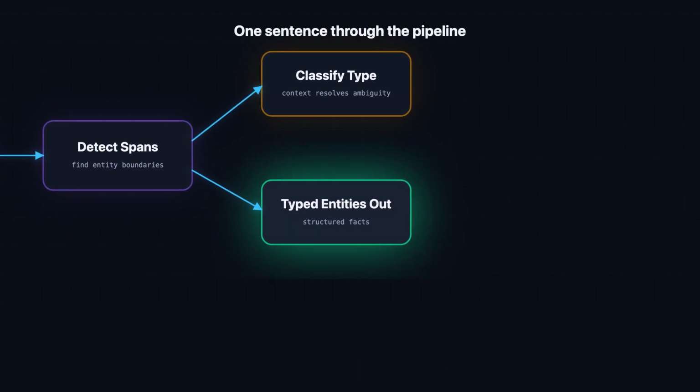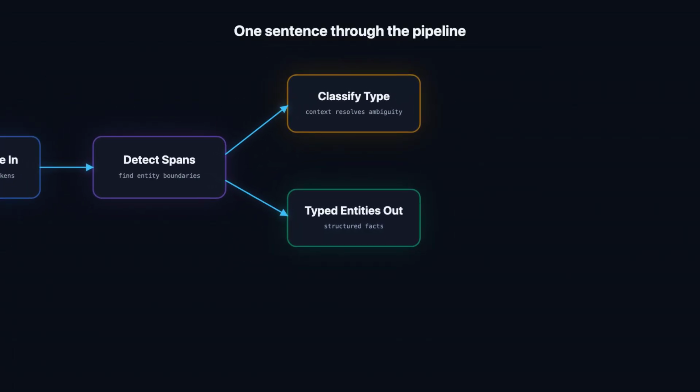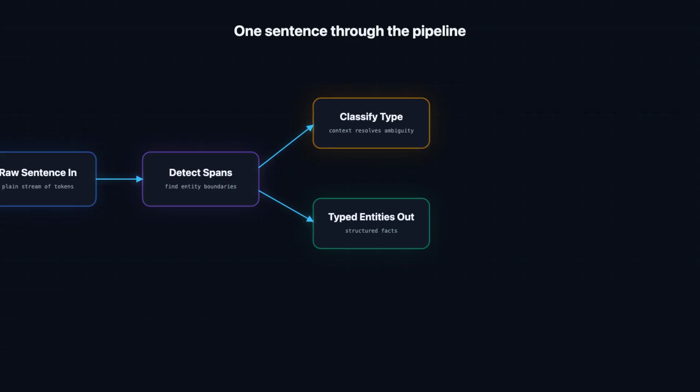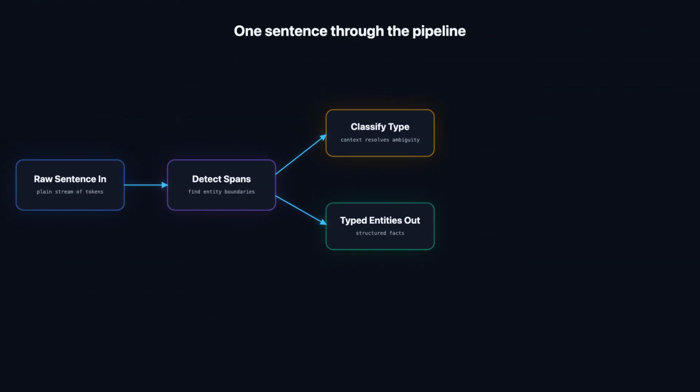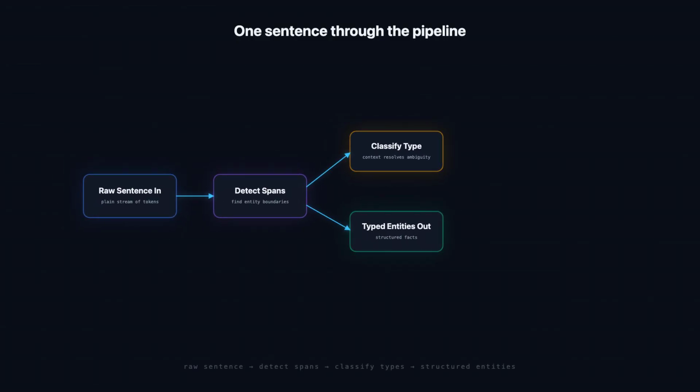Finally, out comes a clean set of typed entities. Tim Cook tagged as a person, Apple as an organization, Paris as a location, March as a date. That messy sentence has become structured facts a program can store, search, and connect.